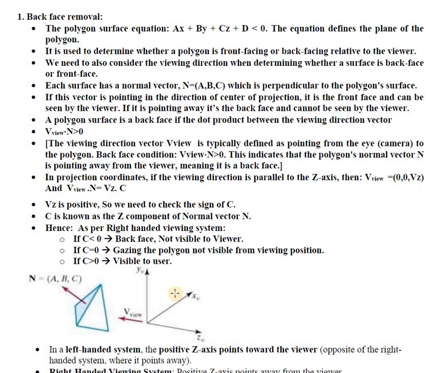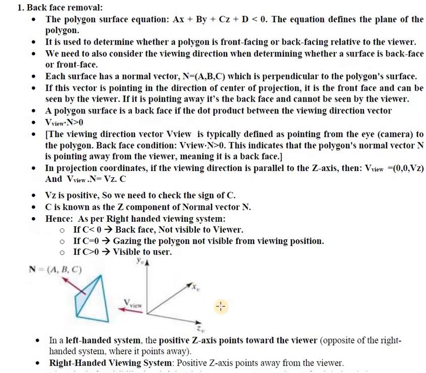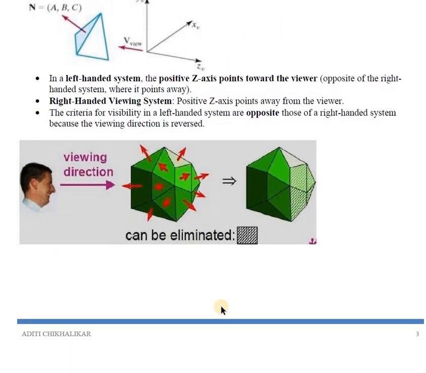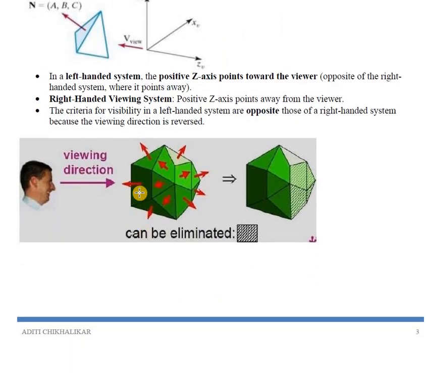Okay, now if c is less than 0, then it is a backface, it is not visible to the user. If c is equal to 0, it is gazing the polygon, not visible from the viewing position, and if c is greater than 0, then it is visible to the user. Now, as you can see over here, which faces are visible to the user and which faces are not visible to the user. So, in short, this was all about backface removal algorithm.